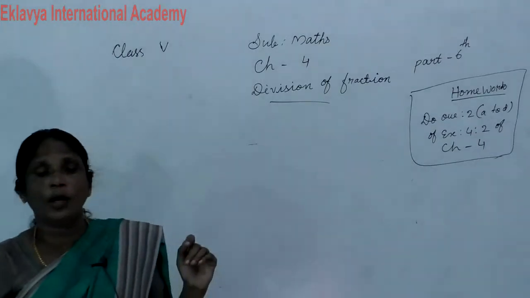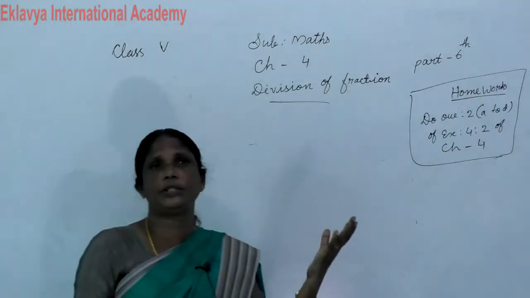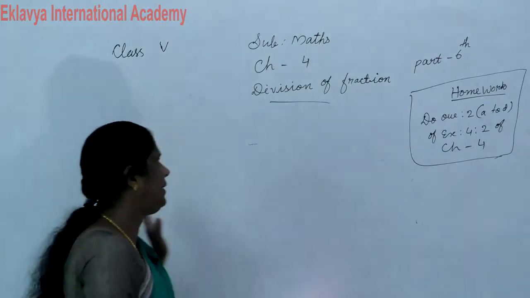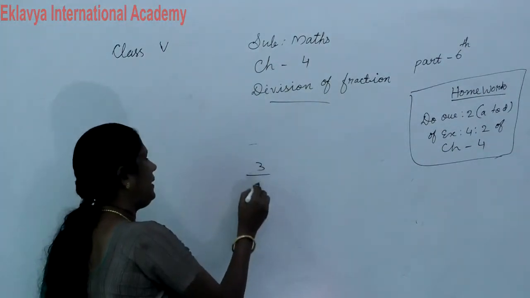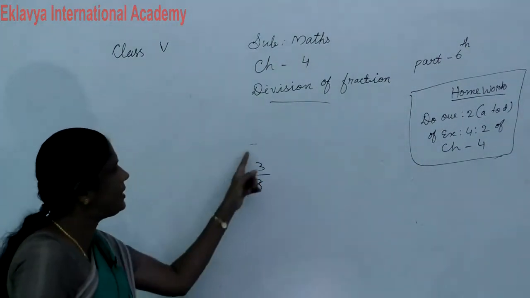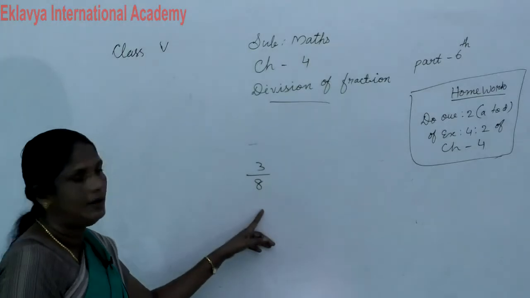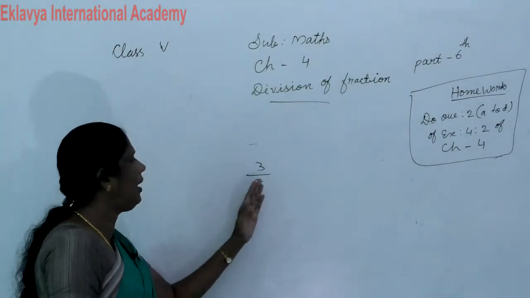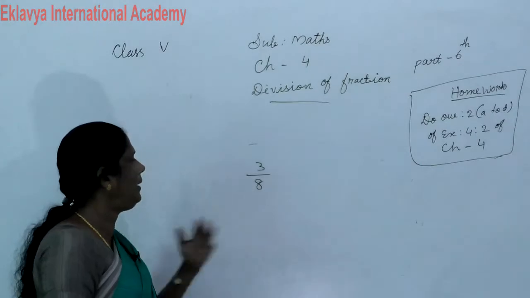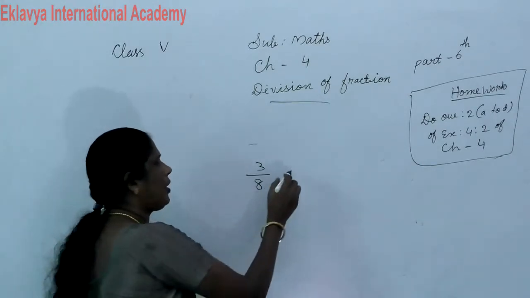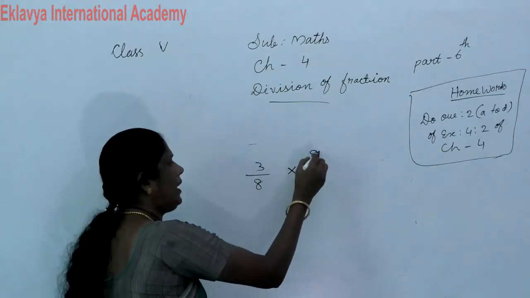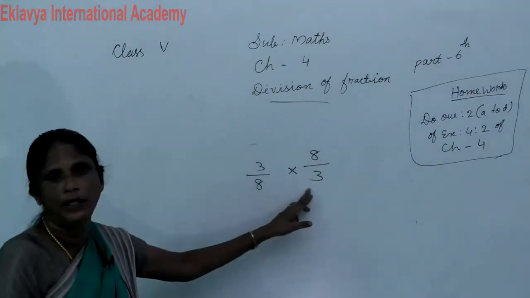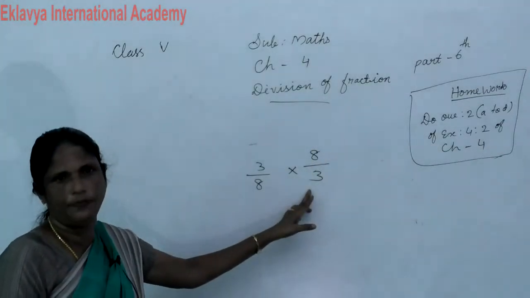Then what is the reciprocal of a proper fraction? The reciprocal of a proper fraction is always an improper fraction. That is 3 by 8. Which fraction is this? Proper fraction. What is the reciprocal of 3 by 8? It is 8 by 3. 8 by 3 is an improper fraction.